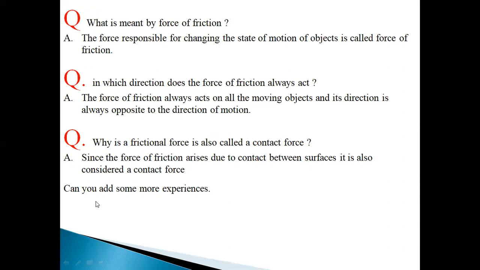Children, can you add some more experiences to this? Okay, children, with those experiences, we shall have a discussion on types of forces in coming classes.